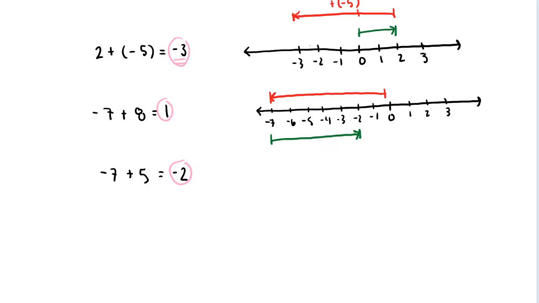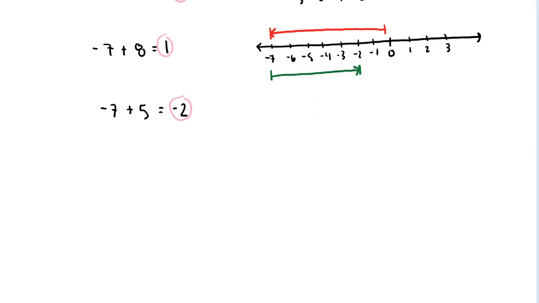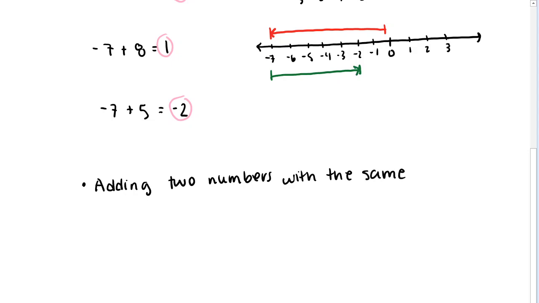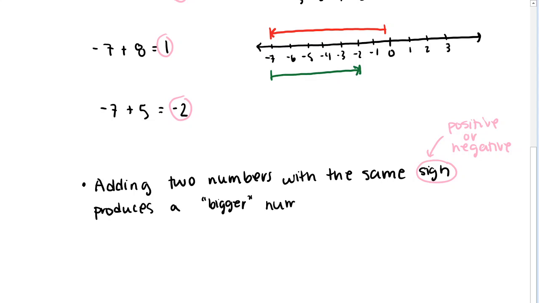So here, maybe we can write these ideas down. The first thing we noticed was that if we add 2 numbers with the same sign, so what I mean by sign here is whether it's positive or negative, this produces, actually I don't think I need a comma there, so adding 2 numbers with the same sign produces a bigger number with the same sign.